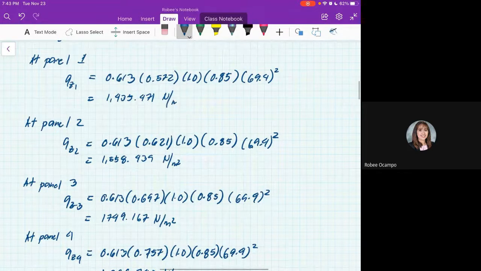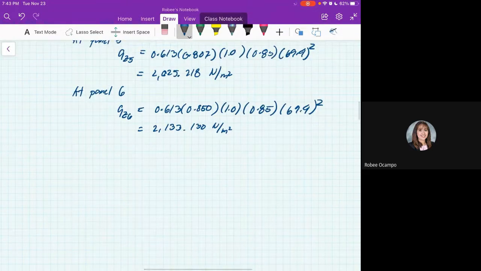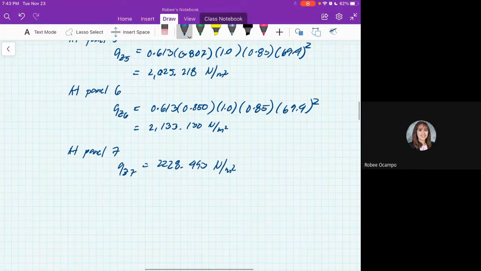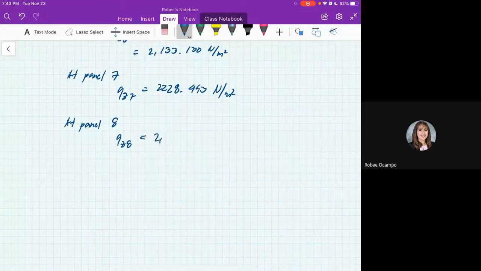Okay, for panels 7 and 8, I will just write them, and we will not write the whole equation. At panel 7, QZ7 is 2,228.493 Newton per meter squared. And lastly, at panel 8, that's 2,316.328, also Newton per meter squared.